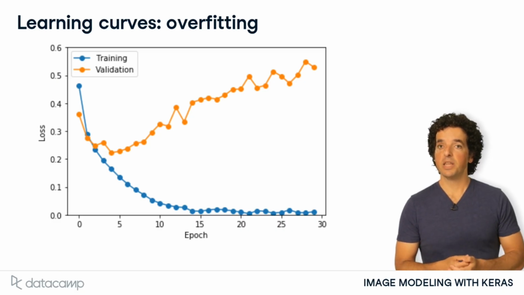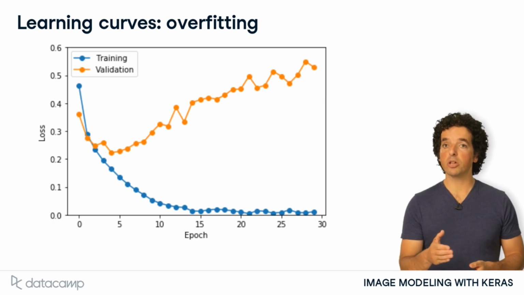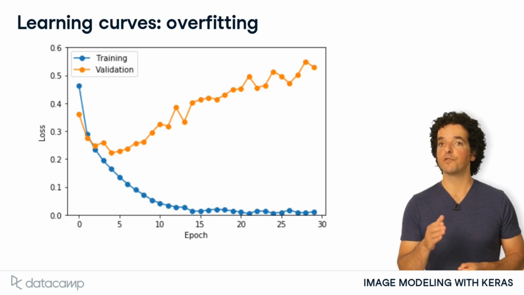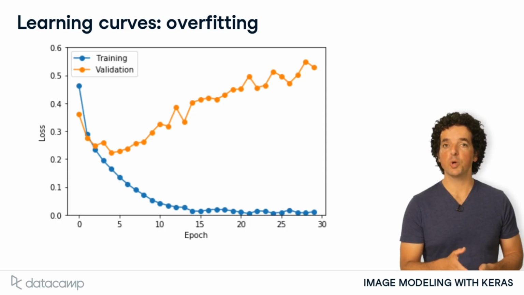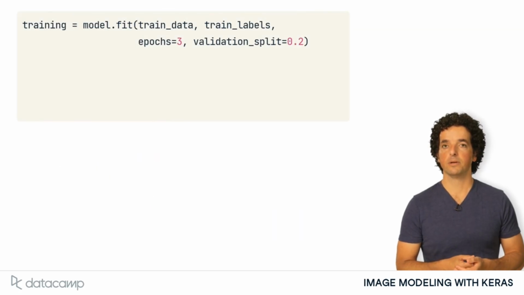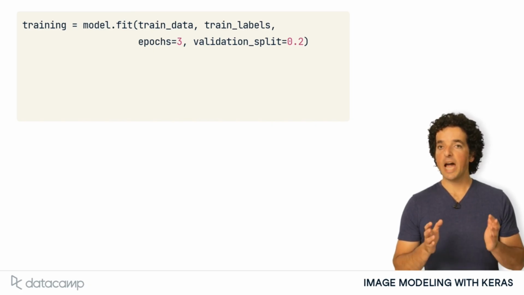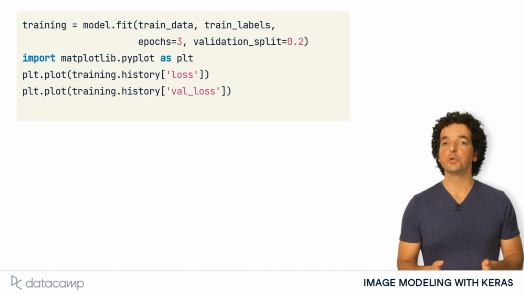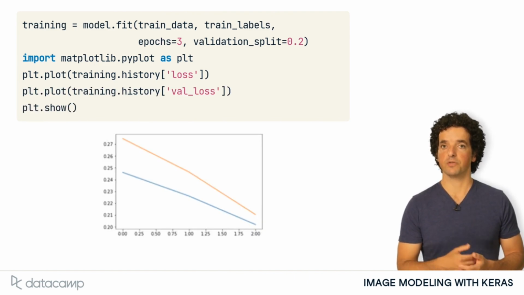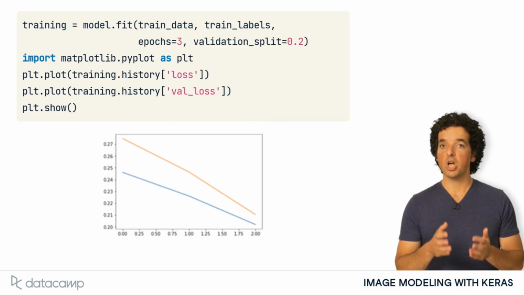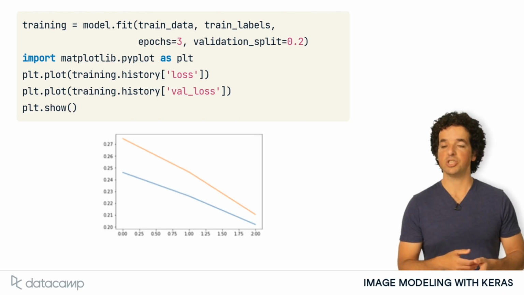This is a sign that we have passed the point at which the model weights are being adjusted in a useful way, and we are starting to overfit to the specifics of the training data. To generate these curves, we need a model like the ones that you've seen before. We capture the results of fitting our model into a training variable, which has a dictionary that stores the learning curves. We can plot the loss in the training set and also add a plot of the loss in the validation set.